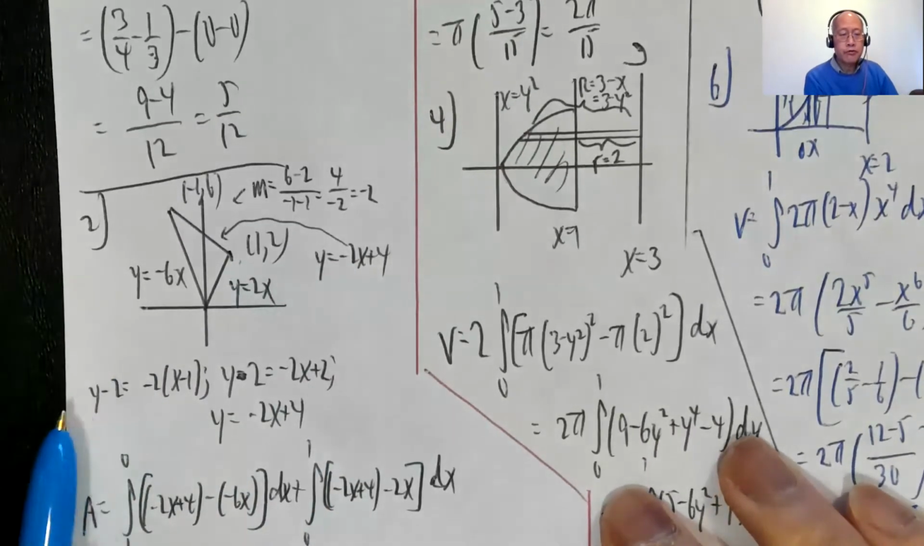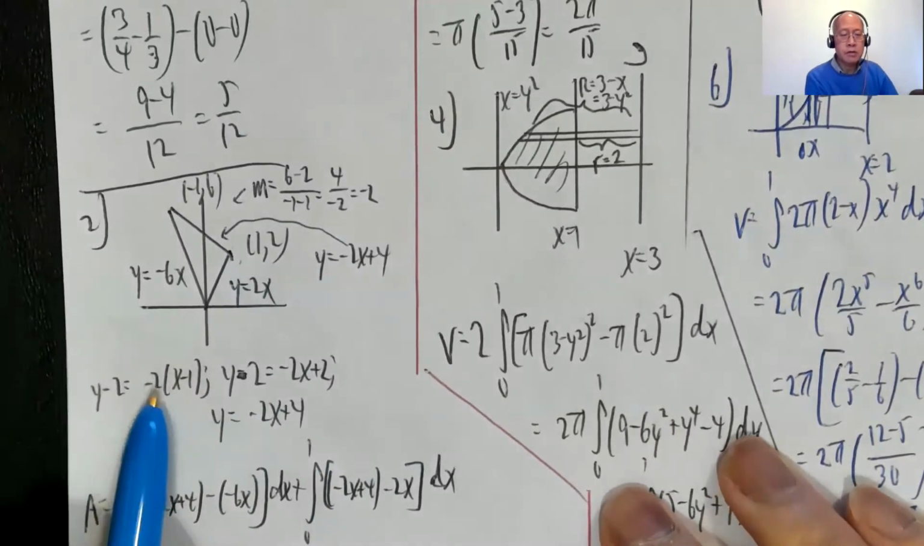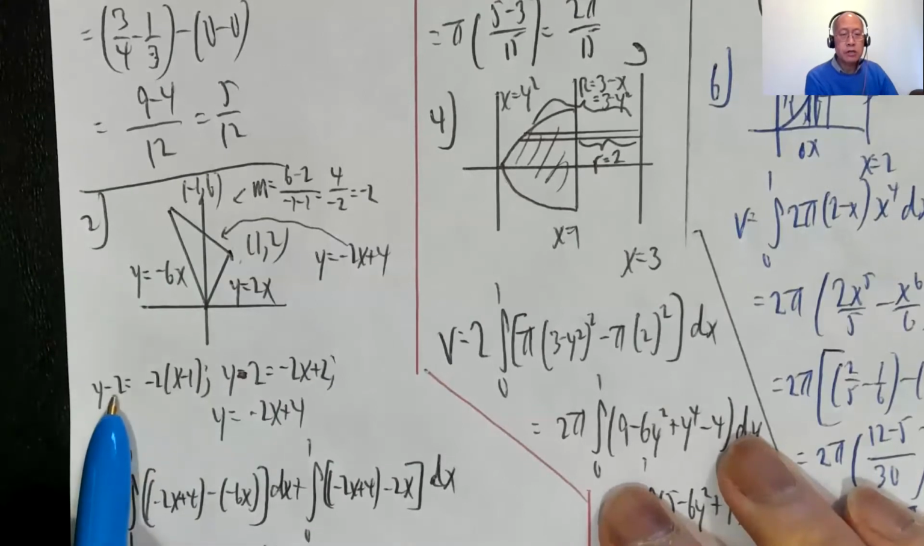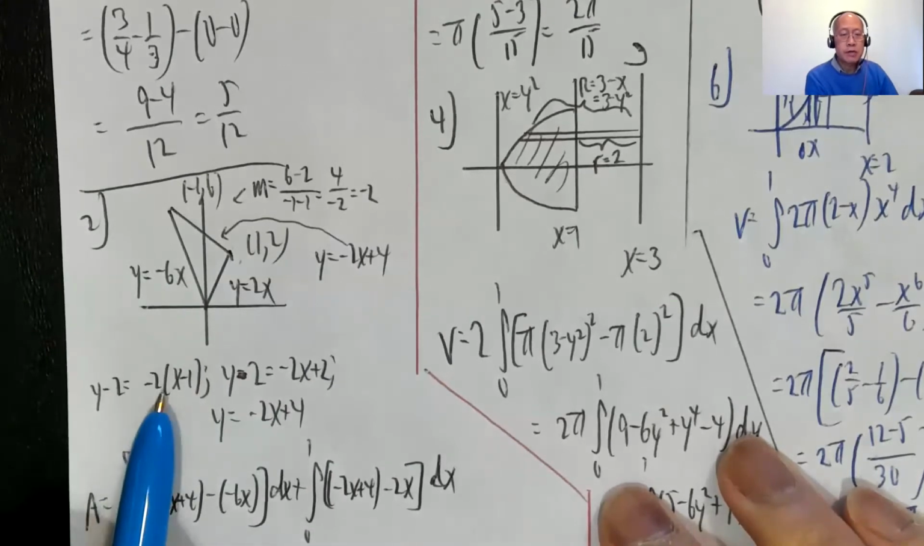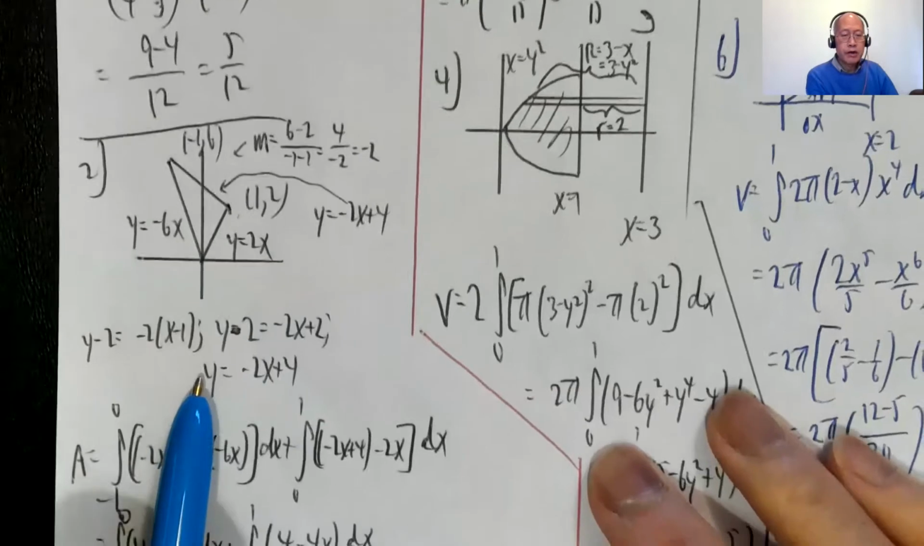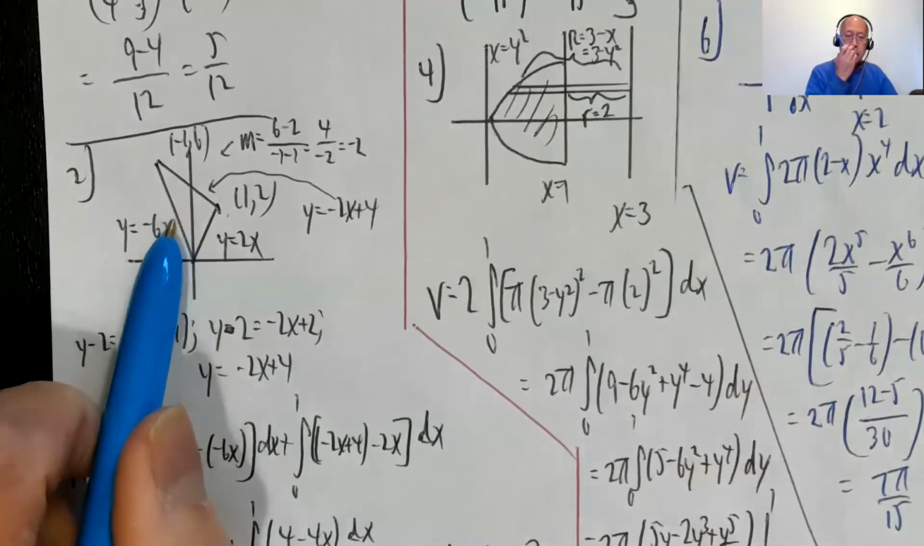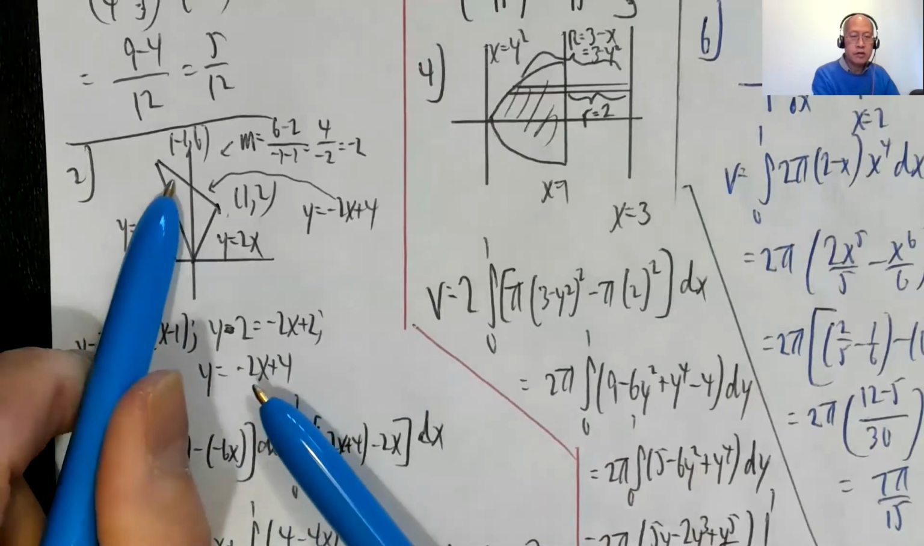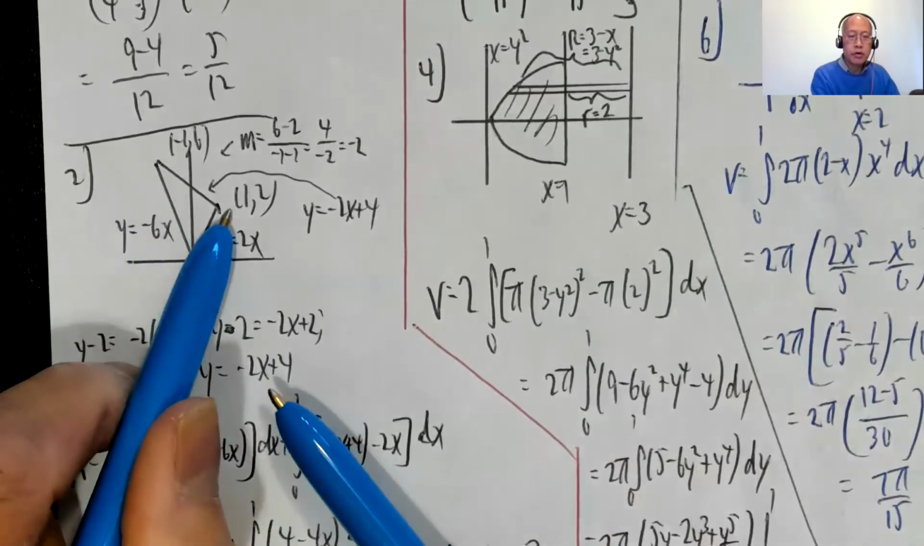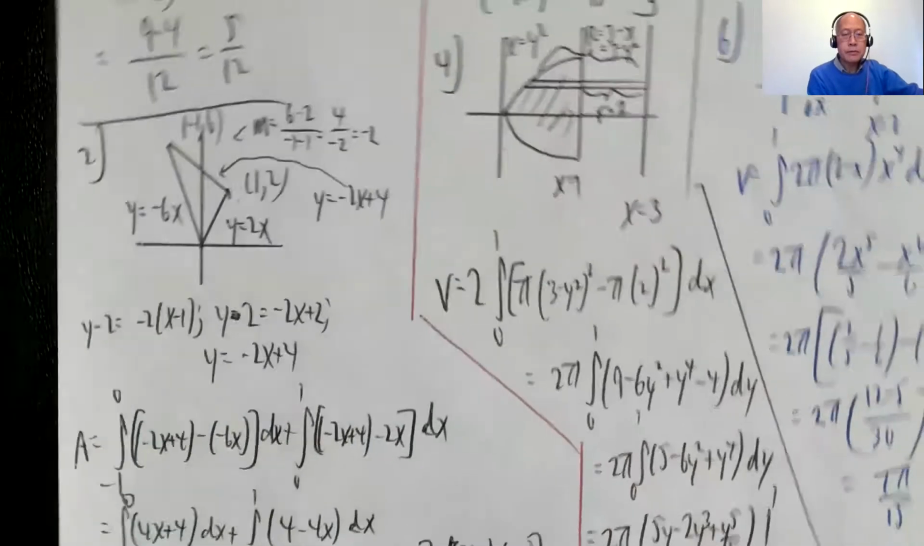Then do the point slope form, y minus y1 equals m times x minus x1. Y minus 2 equals negative 2 times x minus 1. A little bit of algebra, y equals negative 2x plus 4 is the equation of this line. Quick double check, if you plug in negative 1, you get 6, correct? Plug in 1, you get 2, that's correct.